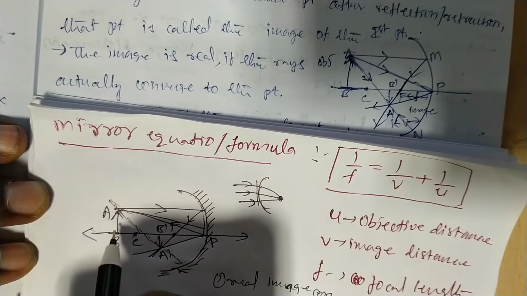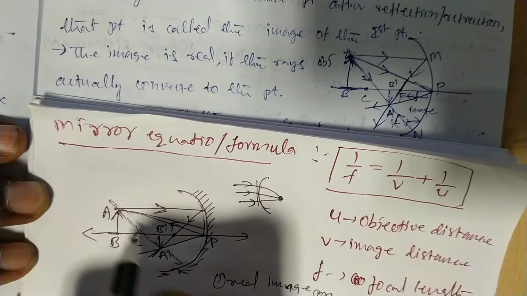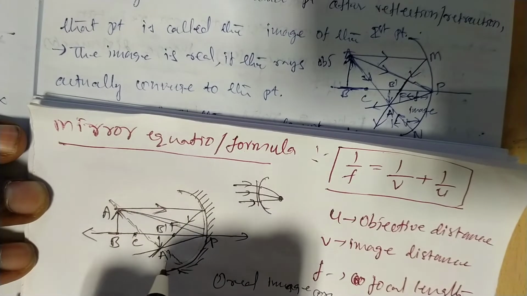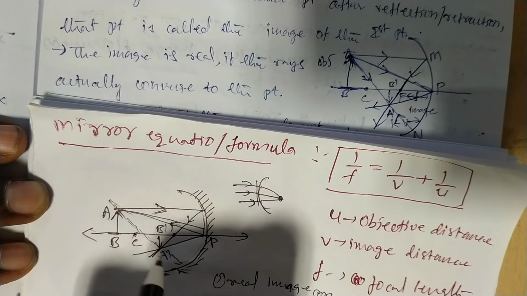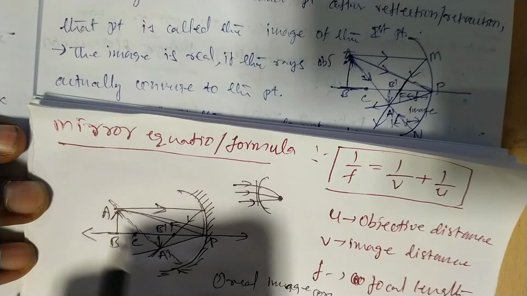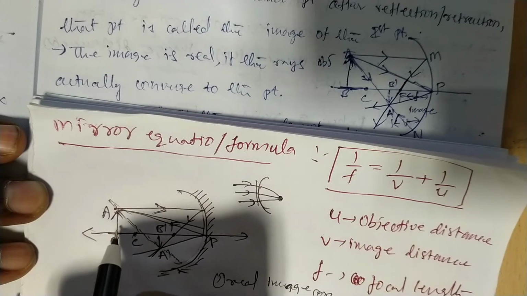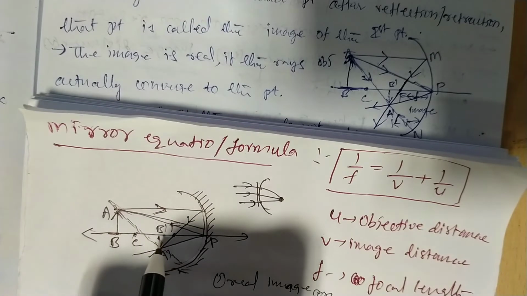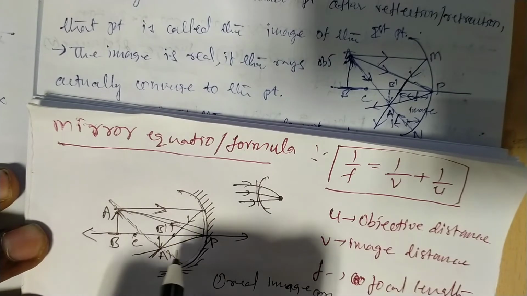The object emits the ray, it is reflected, and we can also draw the normal from object to image. This line is normal to the object and image. This is the first image of the object. A dash B dash is the image. AB is the object. The image can be real or virtual.